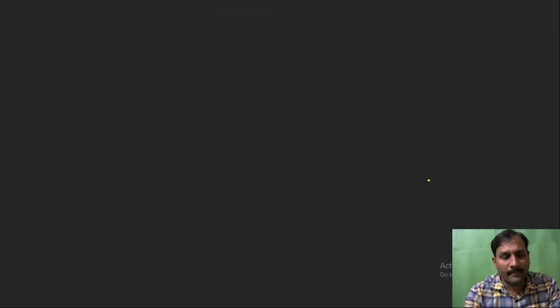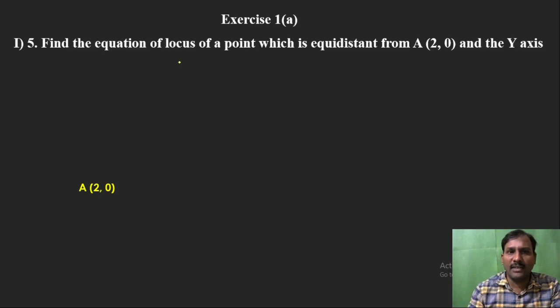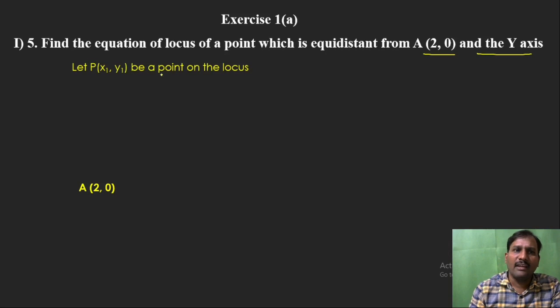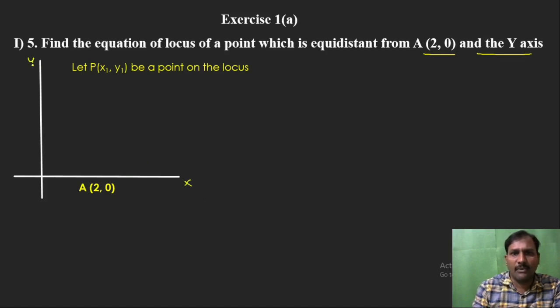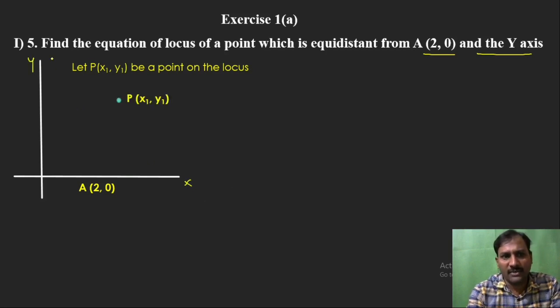Next question. Find the equation of locus of a point which is equidistant from A(2, 0) and the y-axis. So let P(x1, y1) be a point on the locus. Take the coordinate axes. So this is the x-axis and this is the y-axis. Take a point P(x1, y1) in the coordinate axes. Now what is given? This point is equidistant from A(2, 0). So the distance from here to here, A(2, 0).